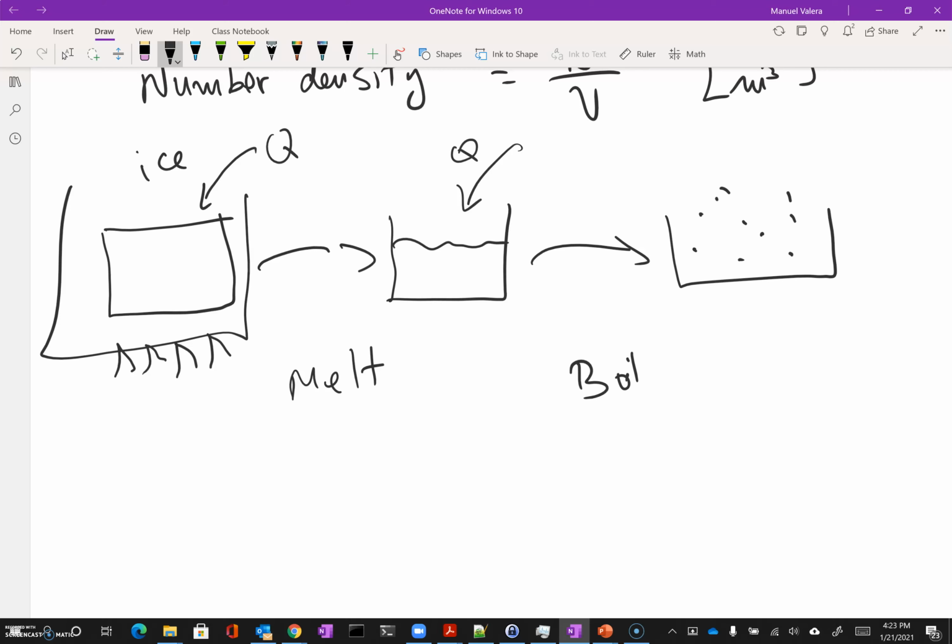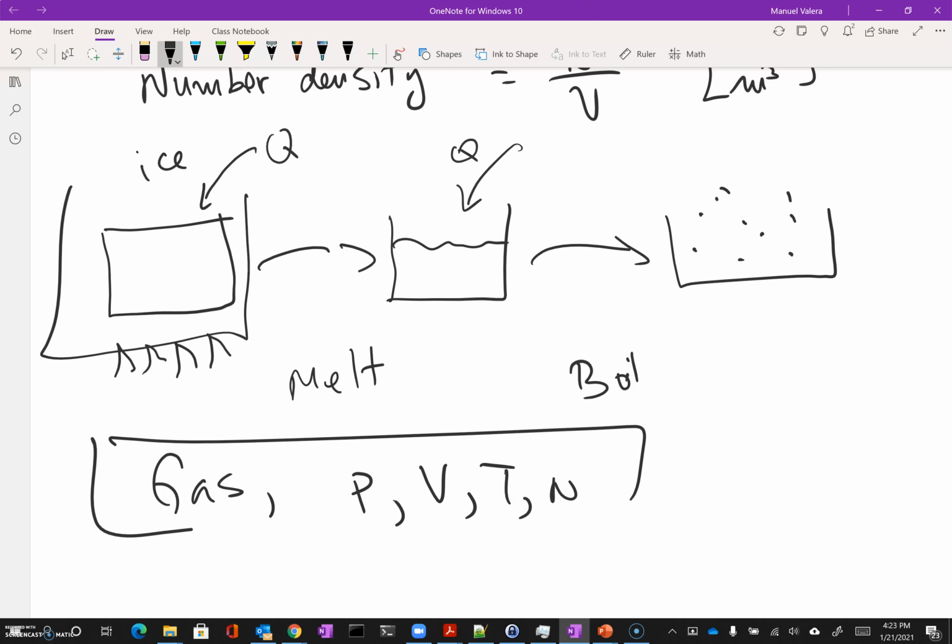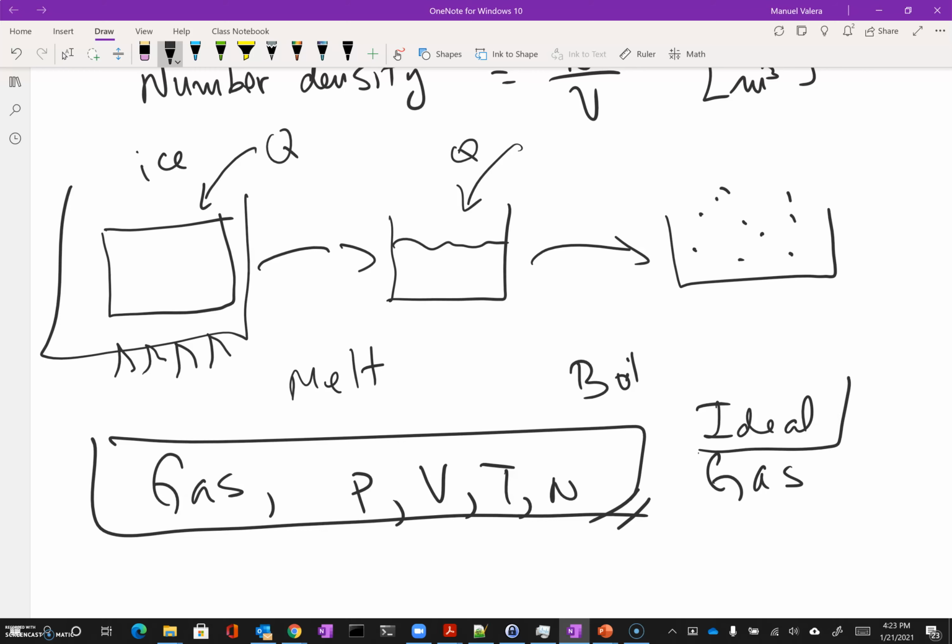So in most cases, for this class, we're going to study gases, and we're going to study the pressure, volume, temperature, and number of particles for the gas. That's what most of this class is going to concentrate on. We look at this one system, and it's called the ideal gas. We'll explain later why the word ideal and what all that means, but that's basically what we are going to be doing for most of the time.